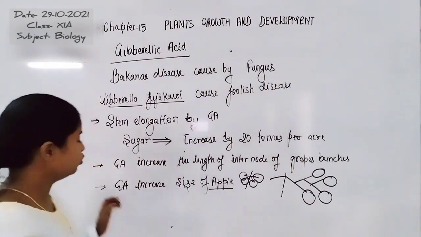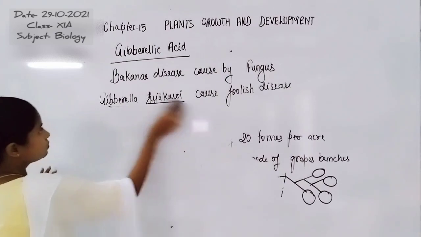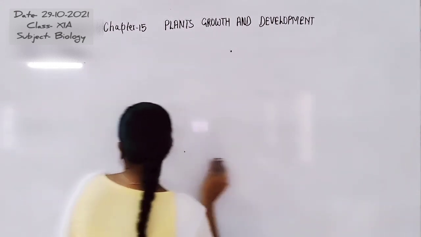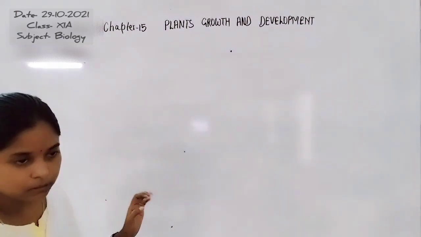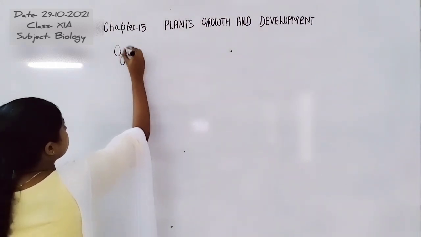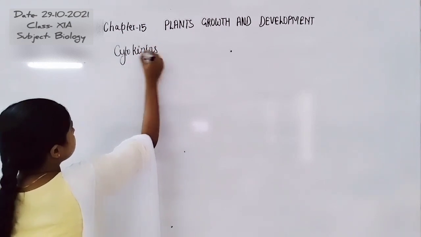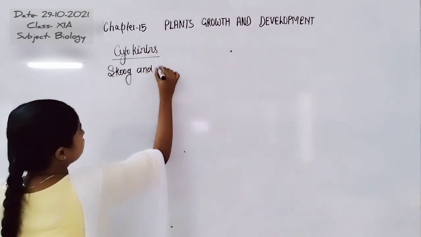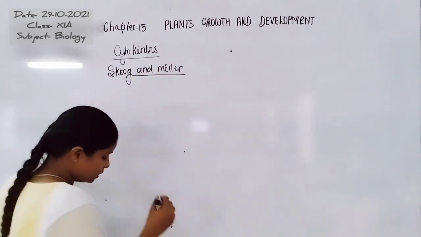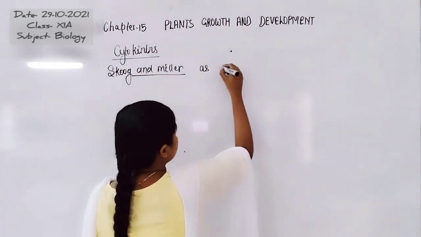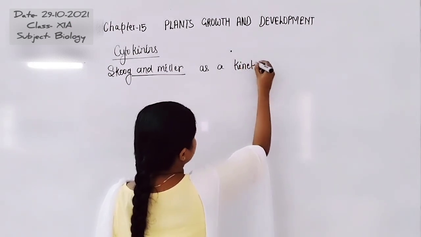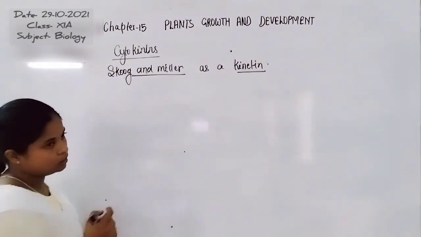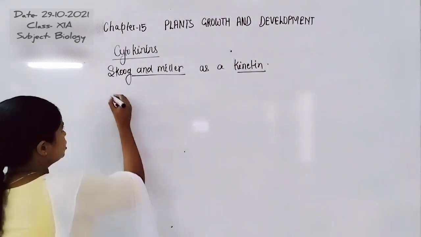Now next is cytokinins. The experimental discovery of cytokinin was done by Skoog and Miller as kinetin, in coconut milk.